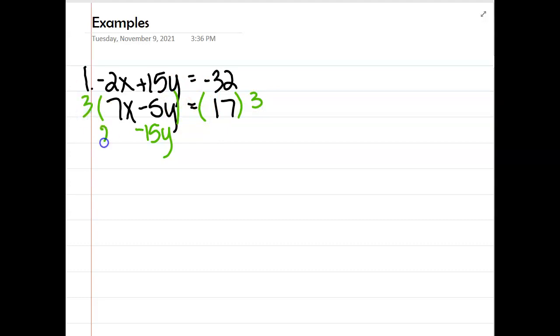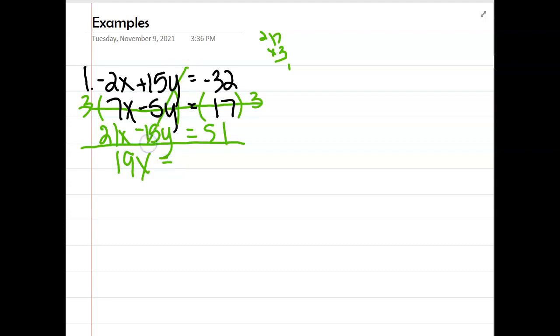So 3 times 7x gives me 21x. My 3 times negative 5y, there's my negative 15y. And then 17 times 3 gives me 51. Okay, now once you do that, ignore this middle equation here. Now we're doing what we did yesterday. So we're going to go ahead and add the two equations together. So negative 2x plus 21x gives me 19x. My y's cancel out. Negative 32 plus 51 gives me 19.